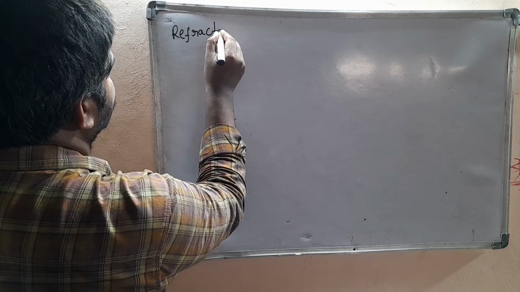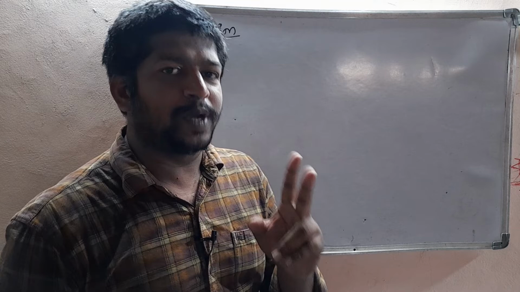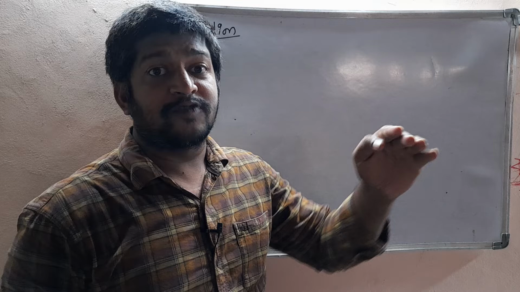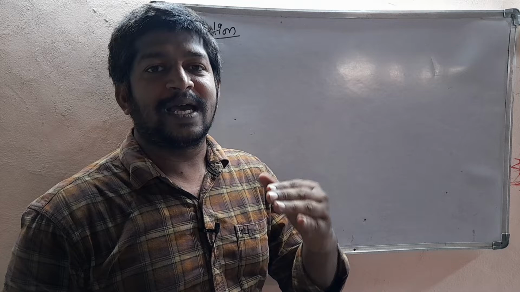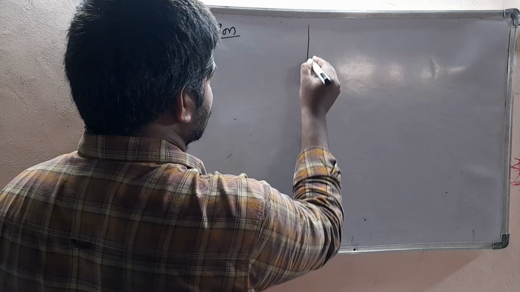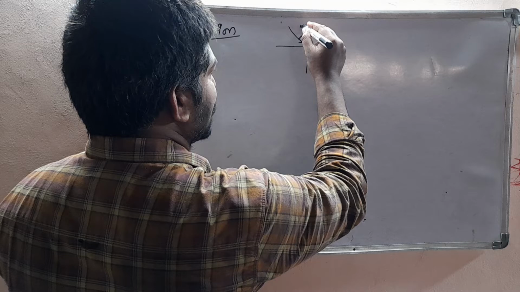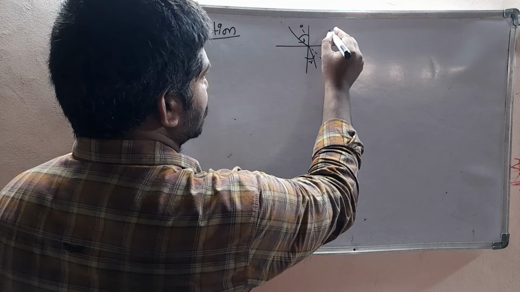Refraction means we will take two mediums. First one is rarer medium, the second one is denser medium. Whenever a ray moves from rarer medium to denser medium, it bends towards the normal. This is the condition: we have an angle I, the ray is bending towards the normal, that means angle I is greater than angle R.